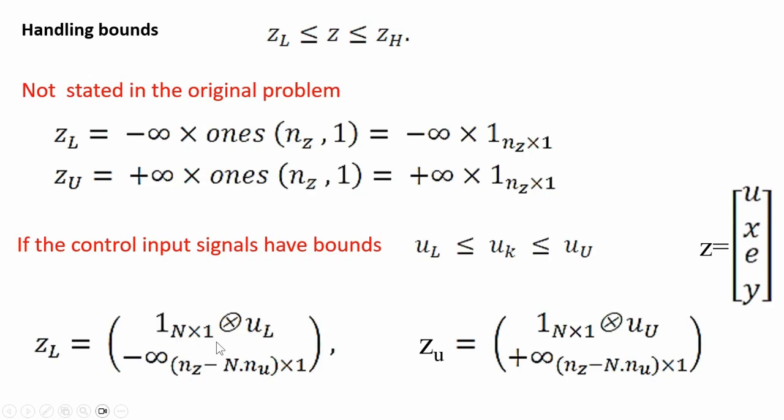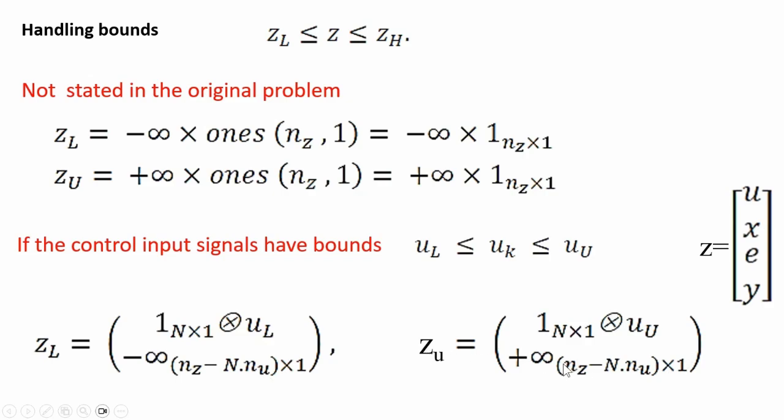If you take the Kronecker product, then we will have N copies of the nu number of u_L included in this lower bound vector. The remaining lower bounds should still have -infinity. Thus, only the lower bounds for the control inputs are modified, and the rest remain -infinity as follows. Using the same style, we can also write the upper bound for z. This is the way we modify the lower bound and the upper bound for the z vector.